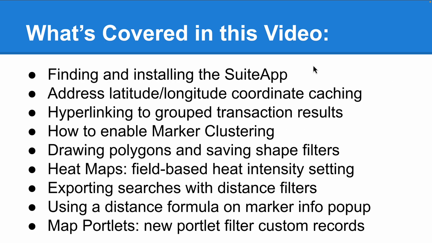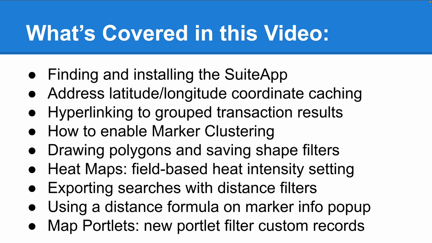So here's what this video is going to cover. First, as usual, I'll start by showing you how easy it is to find and install the Suite app. Second, I'm going to show you how we've implemented address caching to speed up the geocoding process. Third, I'll show you how you can include hyperlinks with group transaction searches. Fourth, probably the biggest UI improvement of the year is that we now support marker clustering. Fifth, we're going to look at drawing polygons on the map and saving drawn shapes.